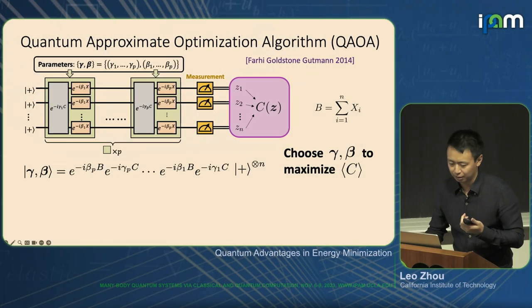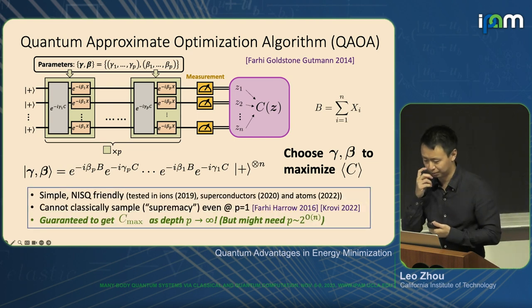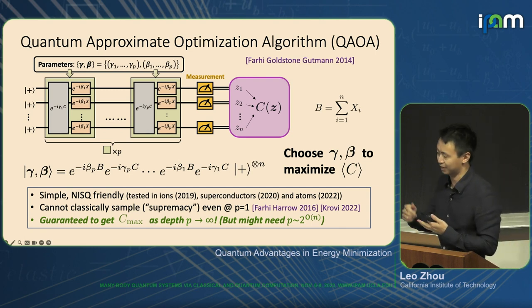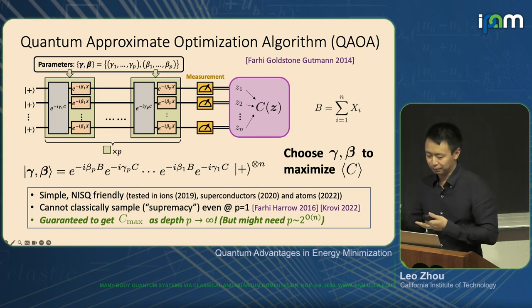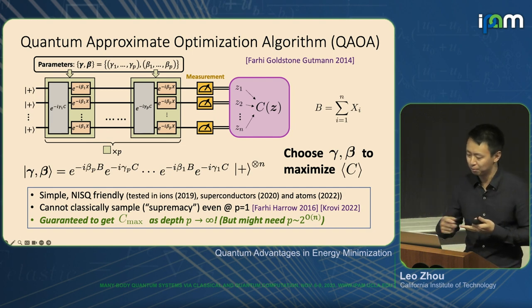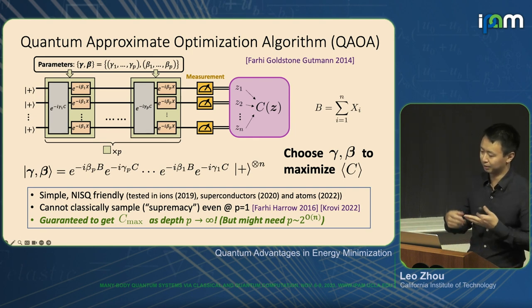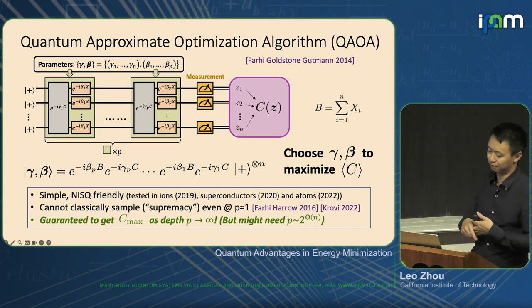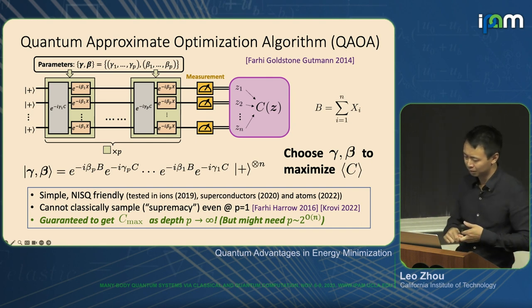And in this algorithm, when it was proposed, it was attractive because it's one of the simplest algorithms that you could write down. So it's friendly for NISQ implementations. And indeed, it has been tested in many platforms, such as ions, superconducting qubits, and neutral atoms. And also, this algorithm is very quantum because it has been proven that you cannot classically sample from the output distribution of QAOA, even at the lowest depth, p equals 1, assuming reasonable complexity theoretic conjectures. And this is similar in flavor to the conjectures in supremacy proposals, like in Bill's talk.